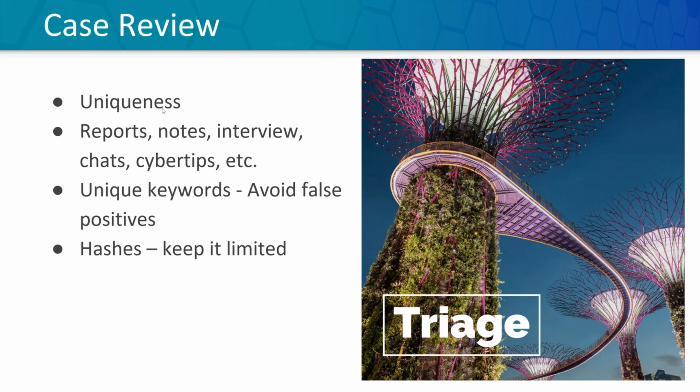So the first thing to do in any case is to review your reports, your notes, your interviews, your cyber tips, whatever it is that gets you there, and pull out the uniqueness. Pull out the keywords or the phrases that are gonna prevent false positives. Because when you're doing a triage, that's one of the things you want to eliminate, going through a lot of false positives. You really want to hit the keywords that are going to lead you to where you want to be.